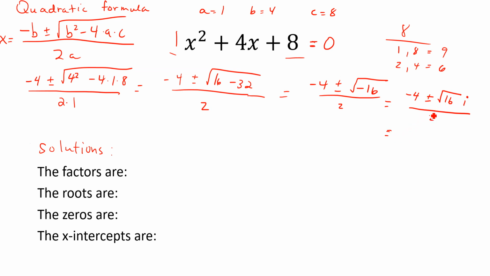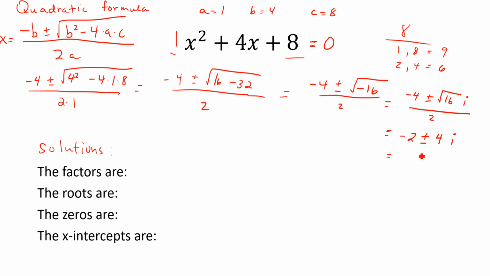So we're going to take each one of these numbers and divide them by 2 individually. Negative 4 divided by 2 is going to become negative 2. That plus and minus symbol is still going to stay there. And then the square root of 16 should be 4. The i doesn't get divided. You only need to divide one of the numbers whenever you're dividing one term. So we have negative 2 plus and minus 4i.